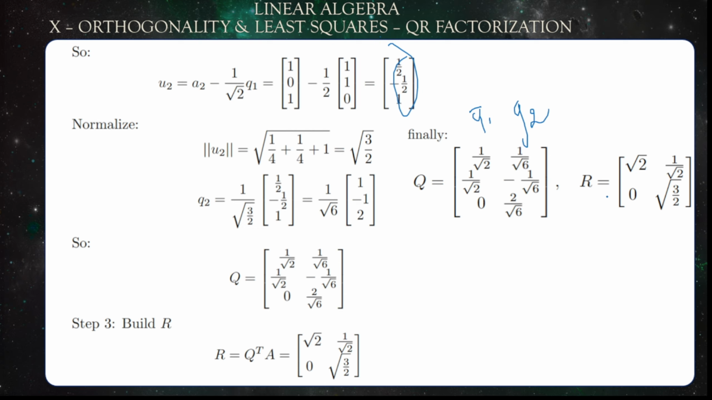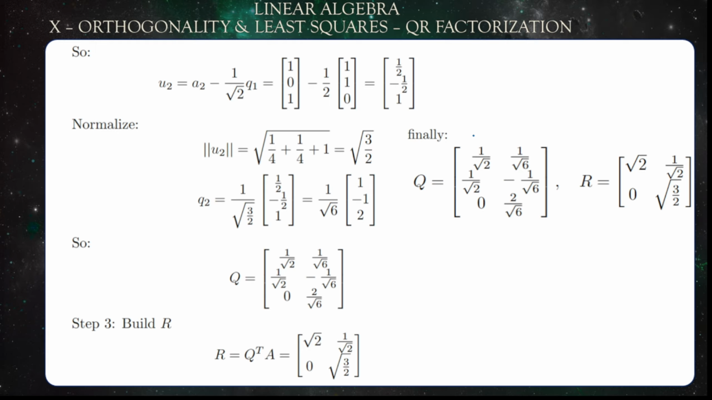Now, R is given by the square root of 2 and the square root of 3 divided by 2 on the diagonal, and 1 divided by the square root of 2 and 0. These are the entries for R. How did we build R? R is equal to the transpose of Q multiplied by A. What is the transpose of Q?